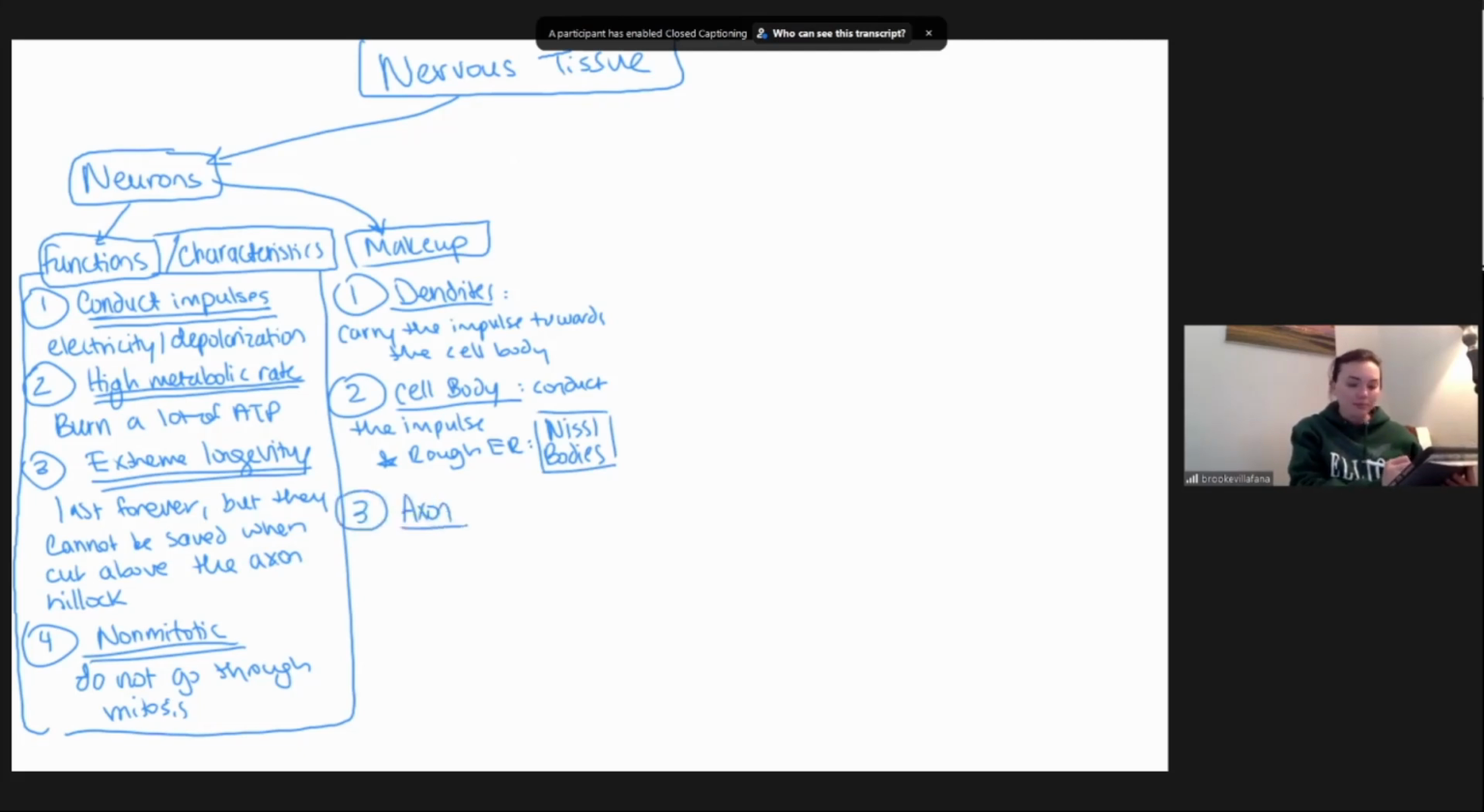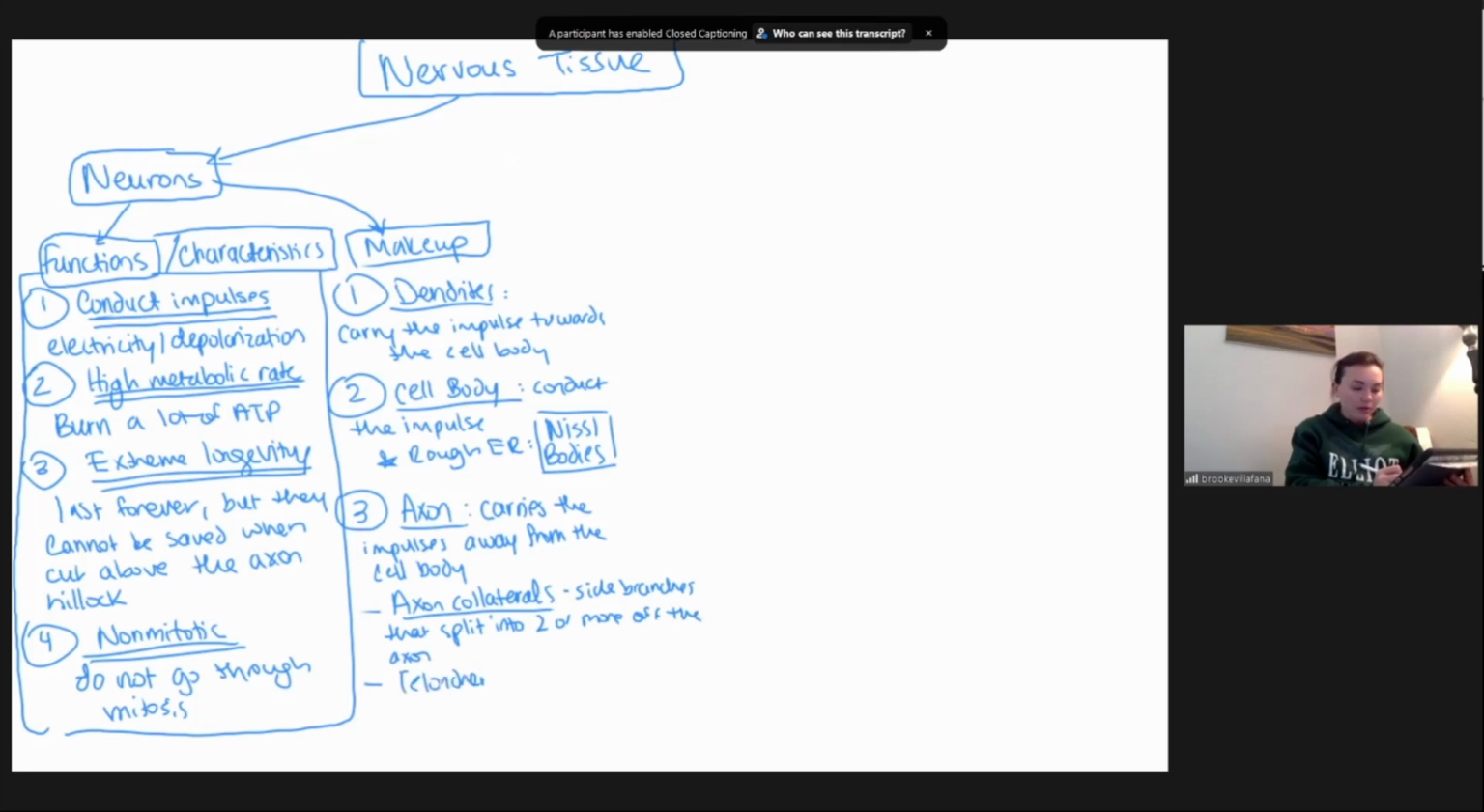Then you have your axon. Your axon carries the impulses away from the cell body. Okay, carries impulses away from the cell body. Now we also have our axon collaterals, and remember I pointed those out to you. Those are our side branches. I called them also terminal branches that split into two or more off the axon. You remember that? So you also need to know that for your lecture exam.